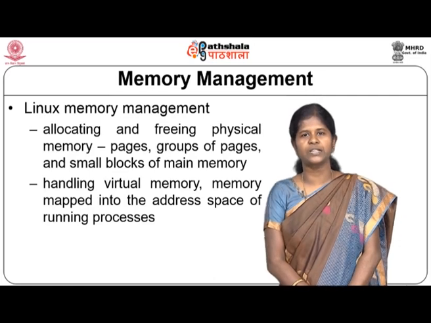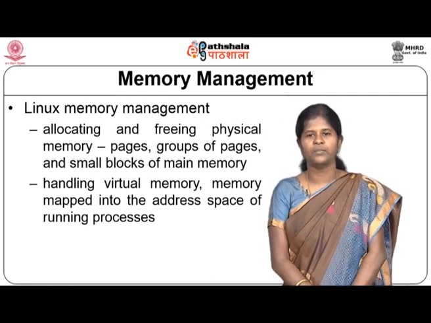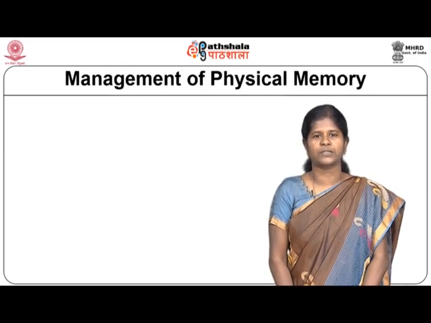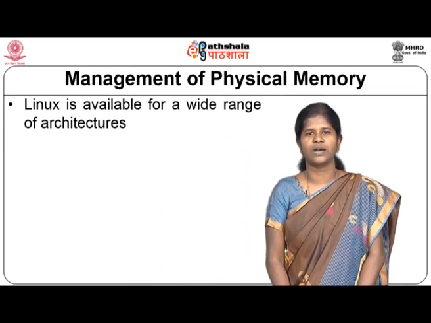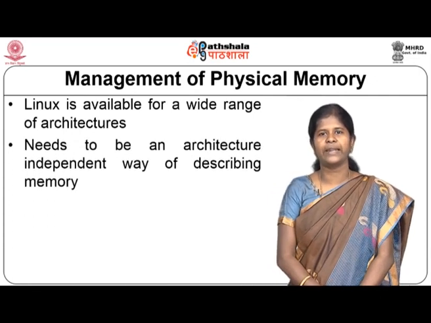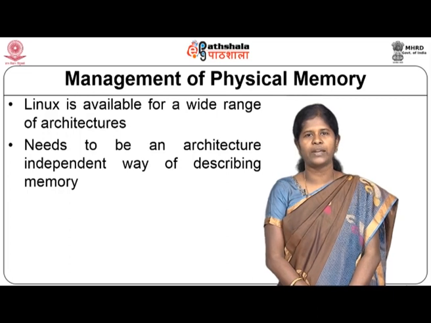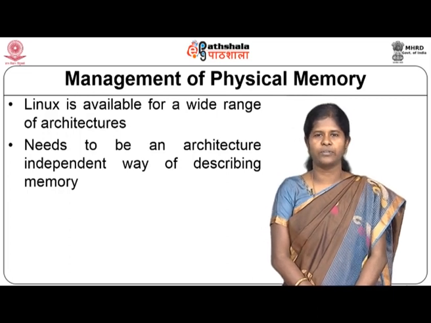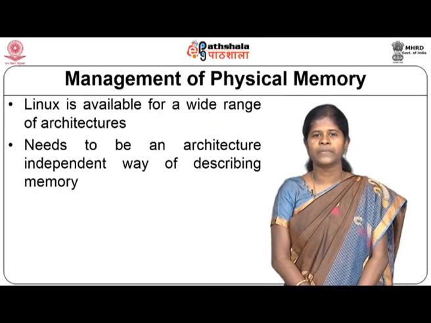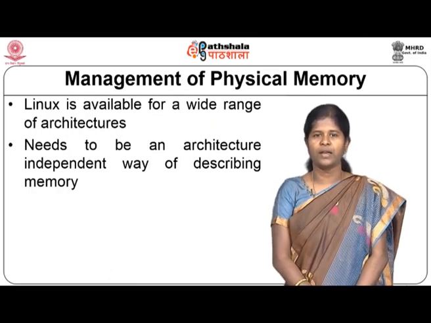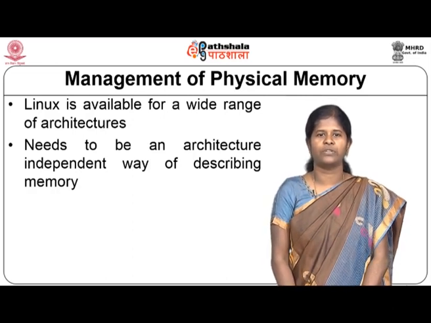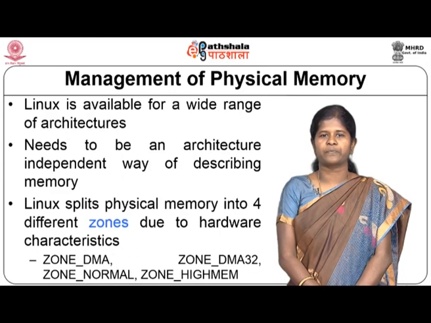And the second category is virtual memory, where memory is mapped into the address space of the running process. First we will see how this physical memory is managed. We all know that Linux is available for a wide range of architectures. So, for many architectures this Linux operating system can be used, and hence there needs to be an architecture independent way of describing memory.